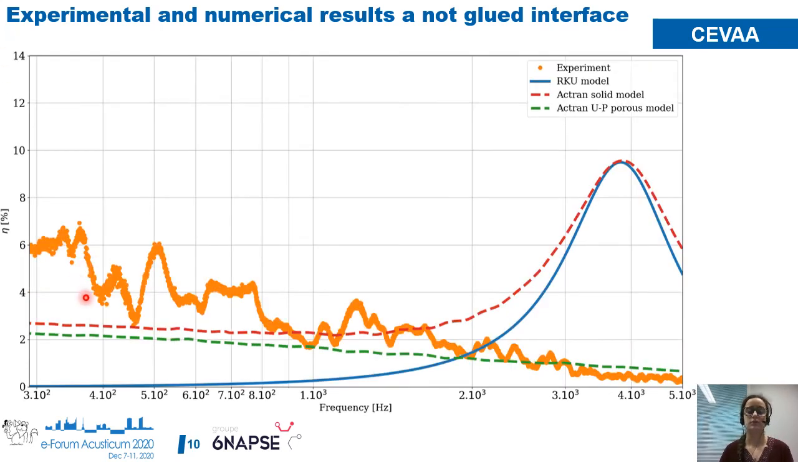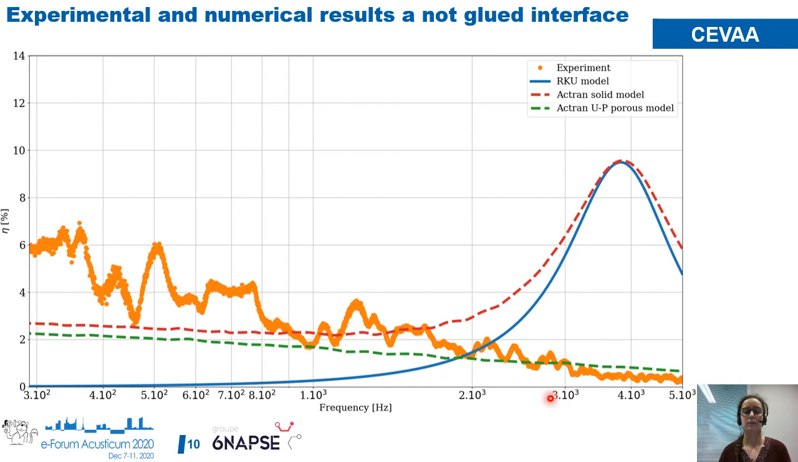On this figure, the damping is a function of the frequency. The experimental results are given by the orange dot curve. The Ross-Kerwin-Ungar model is the blue curve. The solid model is the red dashed curve, and the porous model is the green curve. The orange curve follows the porous model at high frequency.